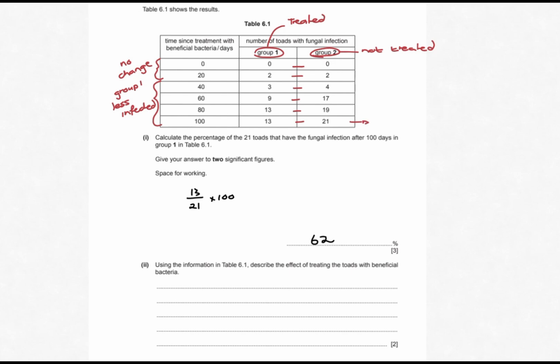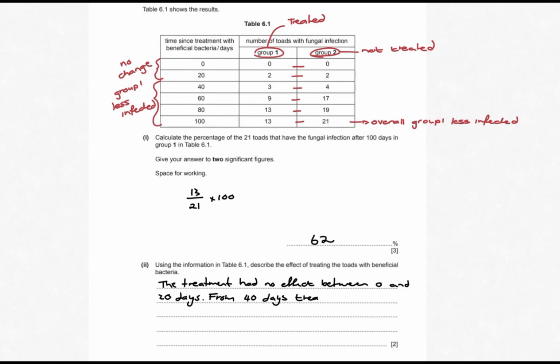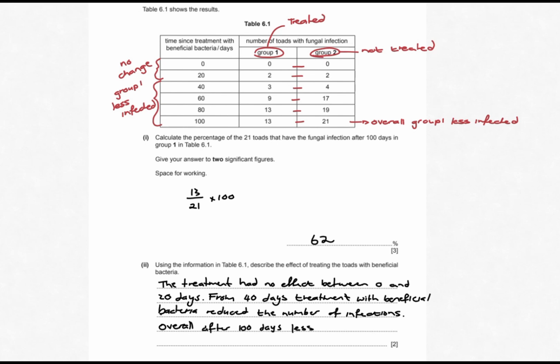We can also see at the end of the 100 days that overall, less toads in group 1 had a fungal infection. So we can answer this question by saying that treatment had no effect between 0 and 20 days. From 40 days, treatments with beneficial bacteria reduced the number of infections. We can also say that overall, after 100 days, less toads were infected with the fungus if they were treated with the bacteria.